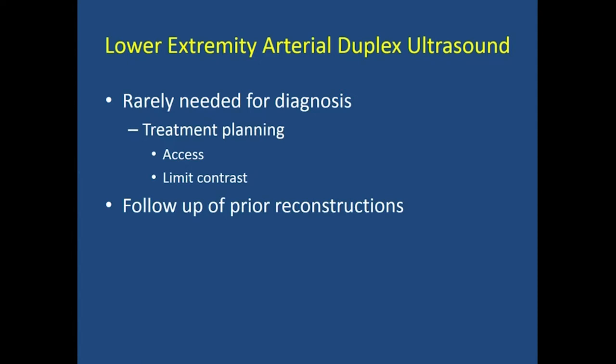If we can determine which arteries have normal flow based on ultrasound, we can limit the contrast just to the abnormal arteries. Typically, in the patient with diabetes, we can limit the contrast just to the arteries at the knee and below. And for a single limb, we can frequently use very low amounts of contrast, 20 or 30 milliliters of contrast, and get diagnostic information and frequently treat the arteries with a very small amount of contrast. And then we use duplex ultrasound also to follow patients after we've reconstructed their arteries.